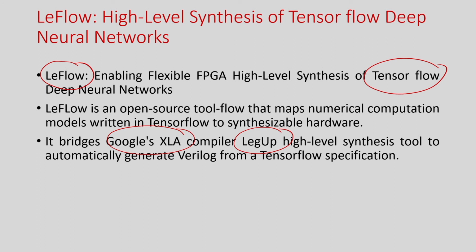So, we basically take that C code and convert it into some IR, and from that IR the conversion process goes on: scheduling, allocation, binding and all the phases. So, now the point here is that if you have some way to represent the TensorFlow code in this IR form, then a high level synthesis tool will understand that, and that is what this tool does.